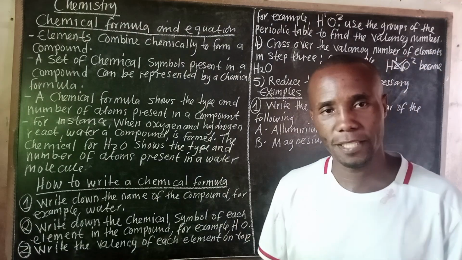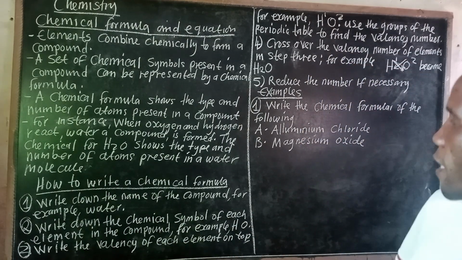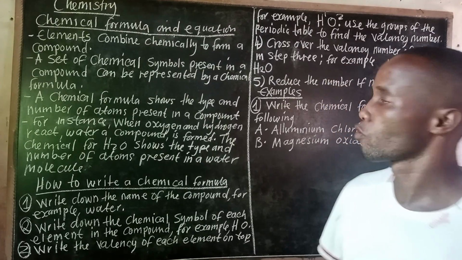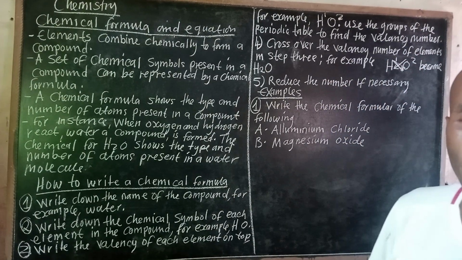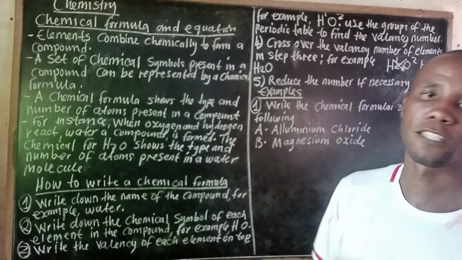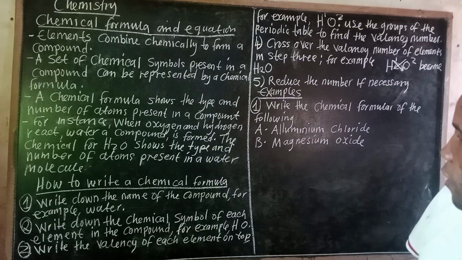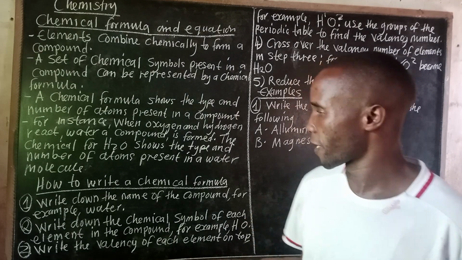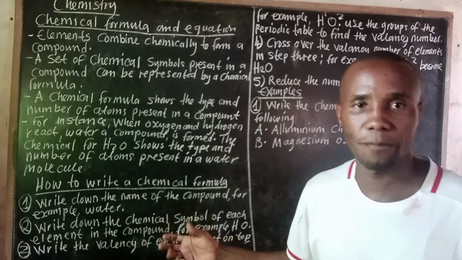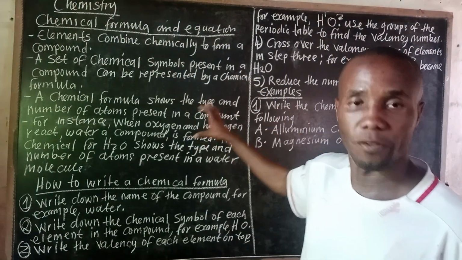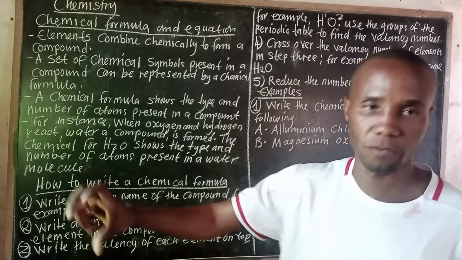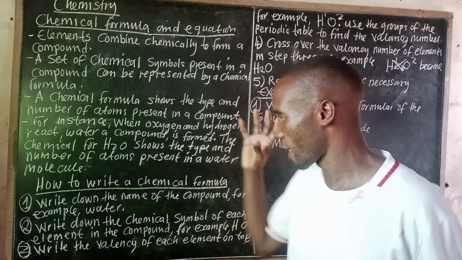Now, let us look at how you can write a chemical formula. This is a crucial topic in chemistry that you should understand very well for you to pass Science Paper 2 with flying colors. So how to write a chemical formula? Point 1, write down the name of the compound. For example, water, because you have gotten water as an example there. So first of all, you are supposed to write the name of the compound. For example, you write water.